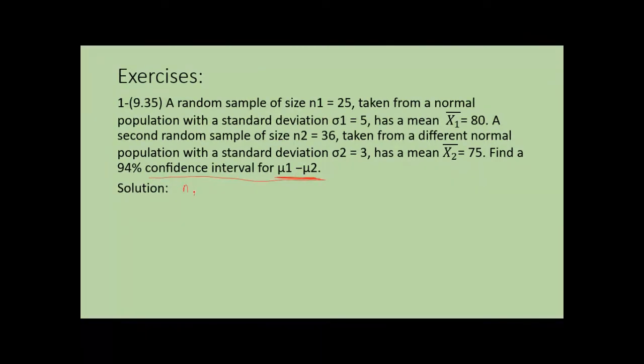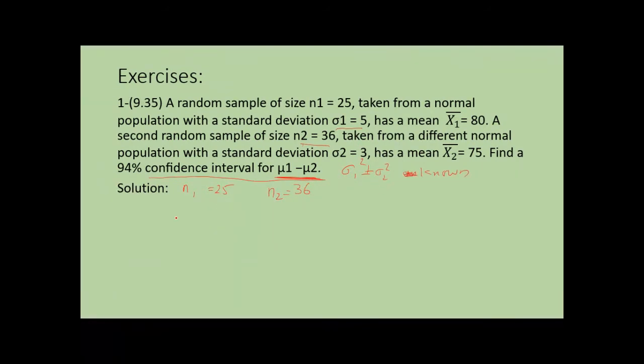Sample size 1, n1 is 25. Sample size 2, n2 is 36. Yes, we have two different sample sizes. And do we have different standard deviations? Yes, sigma 1 is given. So this is case 1. Case 1, what is it? Confidence interval for mu1 minus mu2 when sigma 1 square and sigma 2 square are not equal but known. Isn't it? Known. Case number 1.